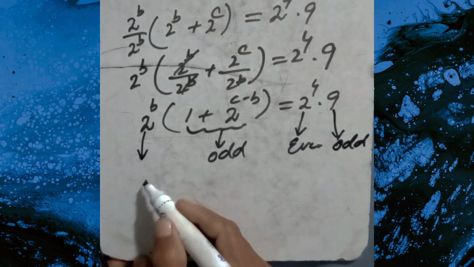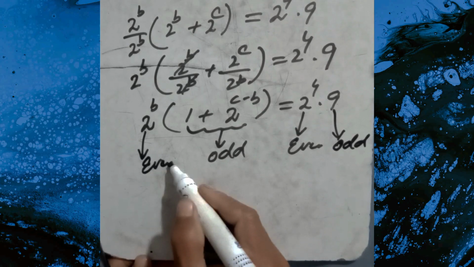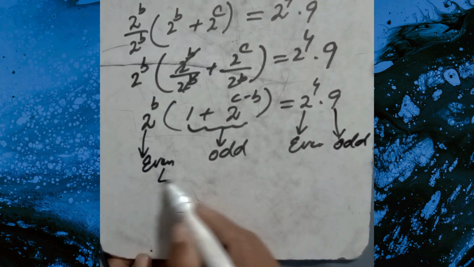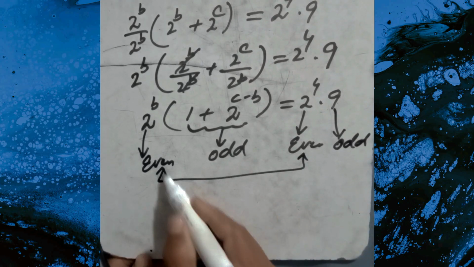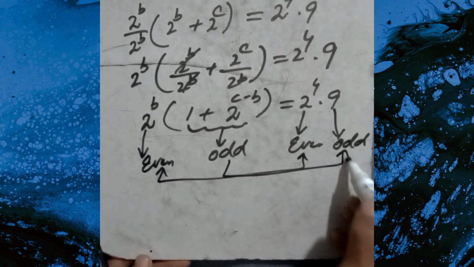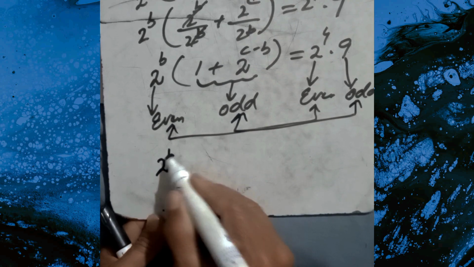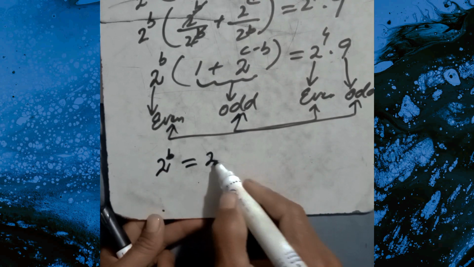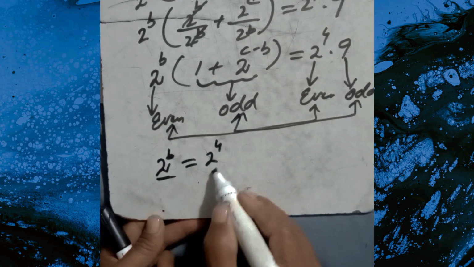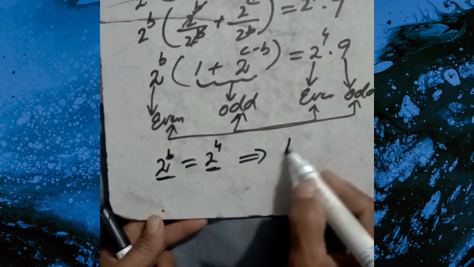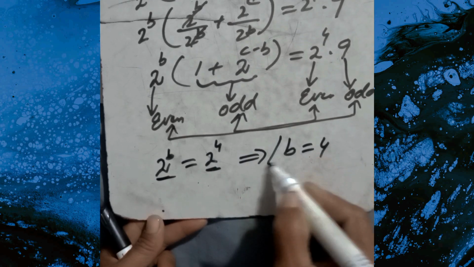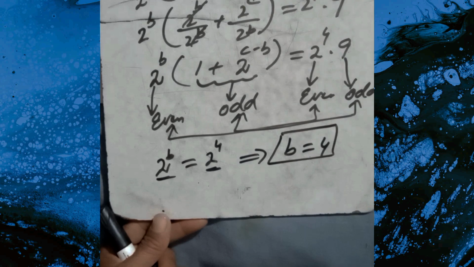Similarly 2 power b is an even number. Compare even numbers to even numbers and odd numbers to odd numbers. So 2 power b is equal to 2 power 4. Here once again the bases are the same, so we take the powers. The value of b is 4.